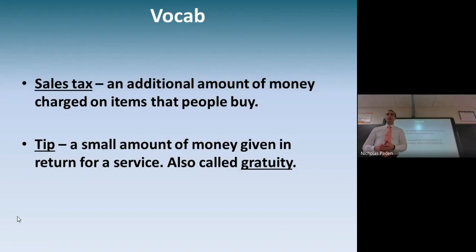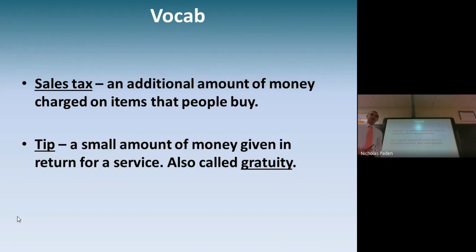Similar to that is a tip. A tip is a small amount of money that is given in return for a service, and we usually call that gratuity. So if you need to pause this and get these words down, we'll talk about them.